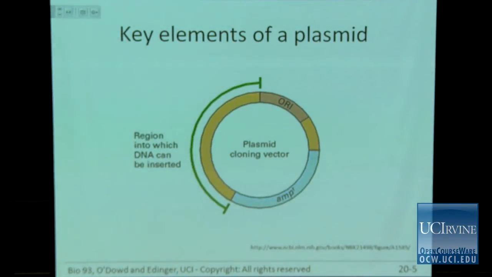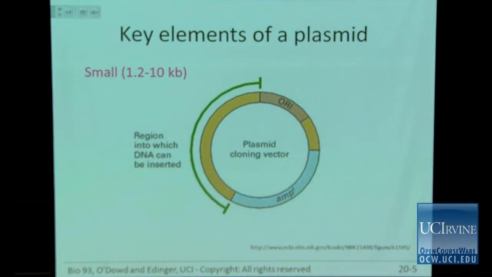Now these plasmids that we use in the lab have a couple of important properties that I want to go over. Of course, they're circular. We already talked about that. And another one is that they're small. So KB stands for kilobase.